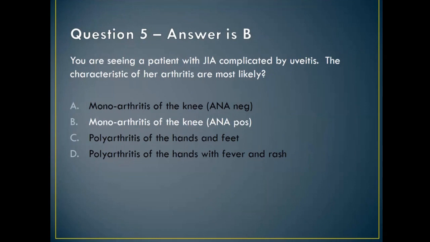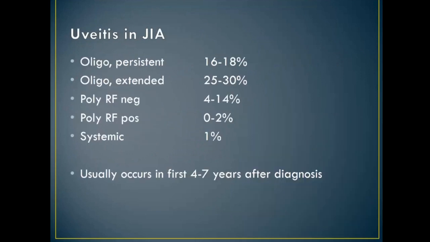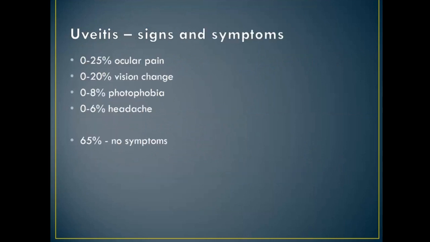Again, the ANA is not that important because all these patients are going to the ophthalmologist. They have to make sure that they don't have uveitis. The reason they all go to the ophthalmologist is because many of these patients will have no symptoms. And this usually occurs in the first few years of disease. So if they've had disease for several years, they could probably stop going to the ophthalmologist. But 65% of these patients will have no symptoms. No pain, no vision change, no photophobia. So it's really important for them to see the ophthalmologist every 3 months, every 6 months, depending on what their risk is for uveitis.